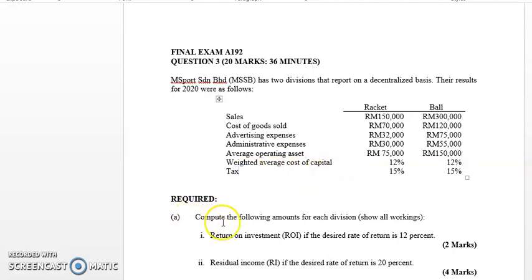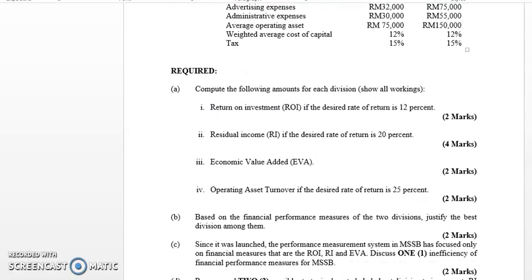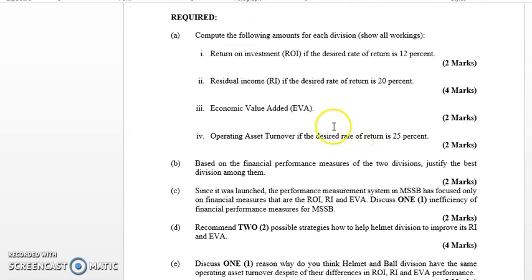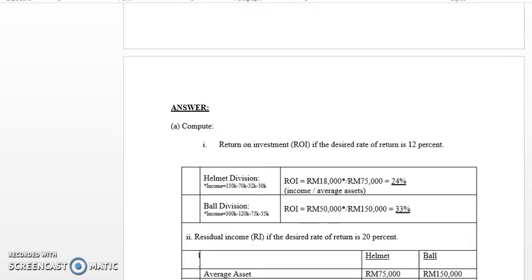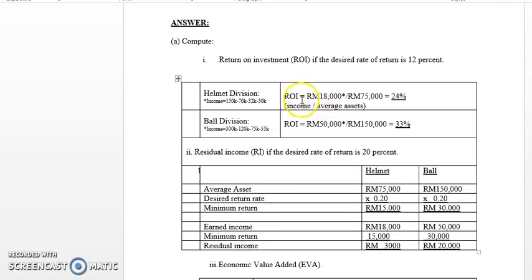Required. Compute the following amounts for each division. First, ROI. Second, RI. Third, EVA. Then the operating asset turnover, and after that we have to choose which division is the best, and the rest of the questions we attempt later. So let's take a look at the first question. Compute the return on investment if the desired return is 12%.